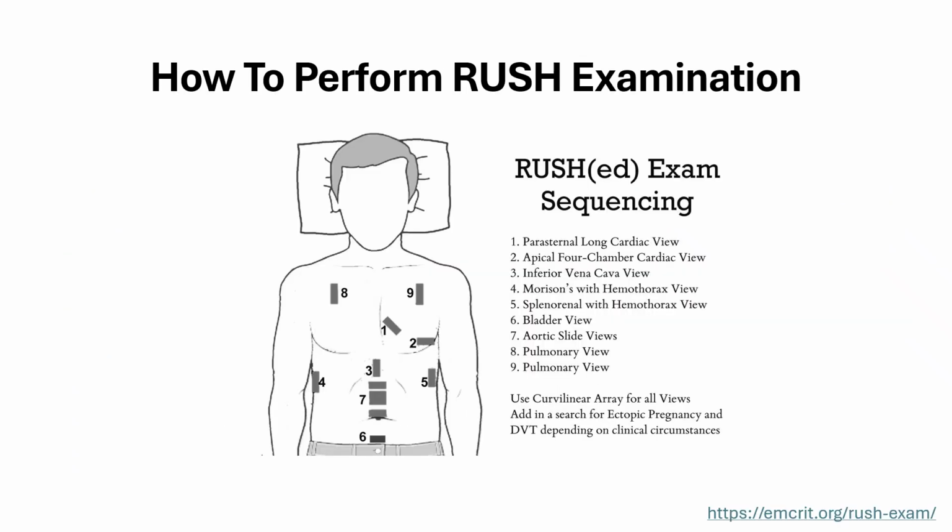On this pictorial, we see one suggested exam sequence with the views needed to perform a comprehensive RUSH exam. It is important to note that here on this pictorial, they recommend use of a curvilinear probe for all the views, which is possible. However, phased array probe is the best probe to perform the cardiac point-of-care ultrasound portion of the exam. And if time allows and considered essential, linear probe is superior for DVT screen, or deep venous thrombosis screen, as an add-on part to this exam.